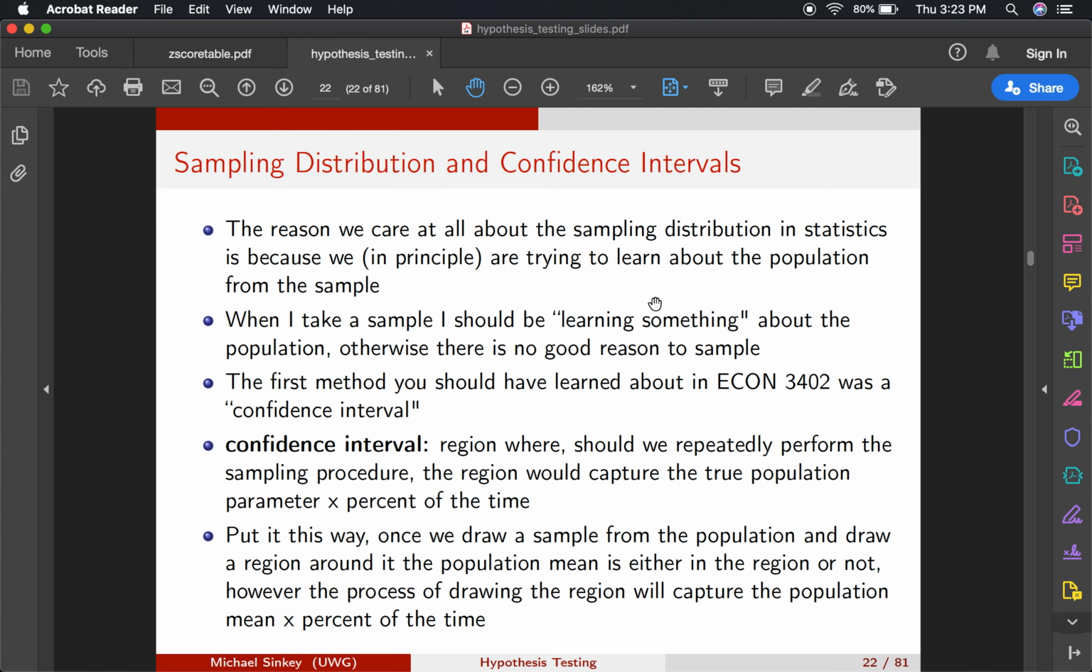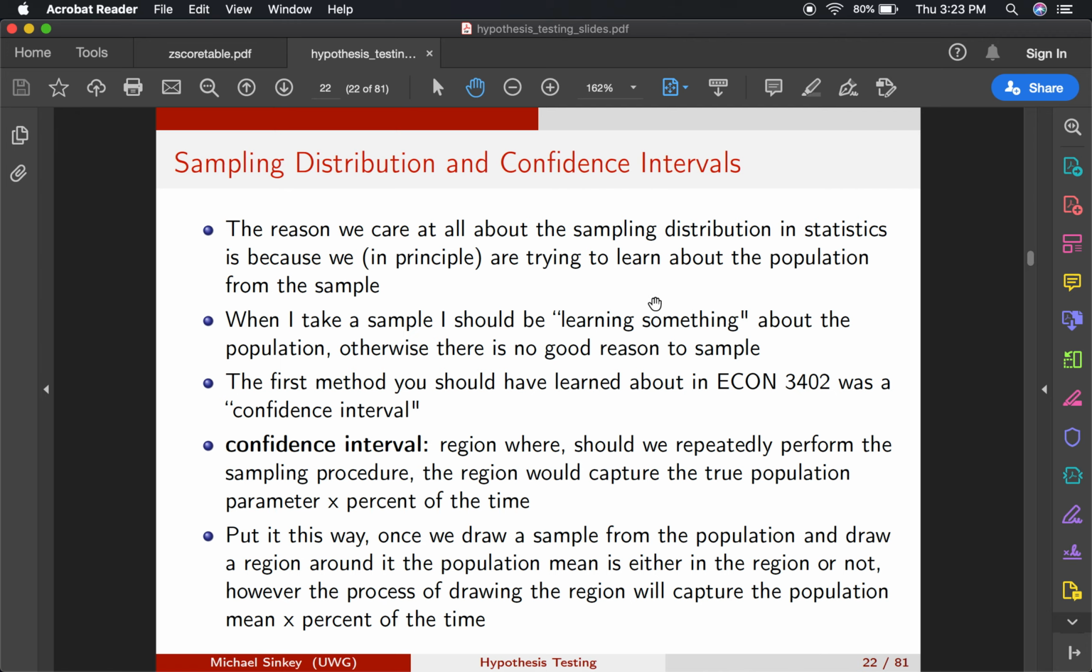Why do we focus on this sampling distribution in statistics? In principle, it's because we're trying to learn from the samples. So I should be learning something when I sample. And the first thing that we quote unquote learn is what's called a confidence interval.